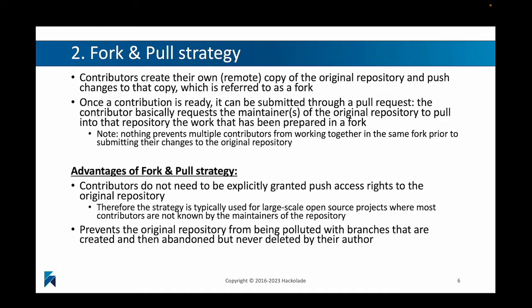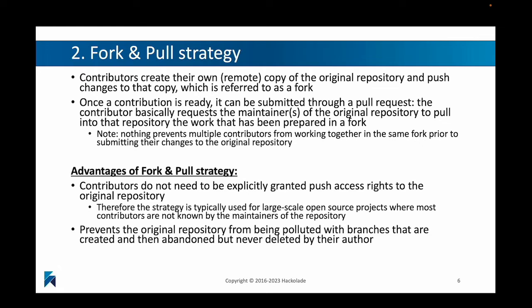Also note that the forked repository, the one that the contributor had created from the original main repository, is an independent repository, right? So people can work together in that fork prior to bringing it back to the main original repository. It's an independently operating repository. The nice thing about this, the advantages of this fork and pull strategy, as we call it, is that contributors don't really need to have push access rights to the original repository. There's always a two-step process, so to speak, where you first have to commit and push to the forked repository before you can actually put it into the main repository.